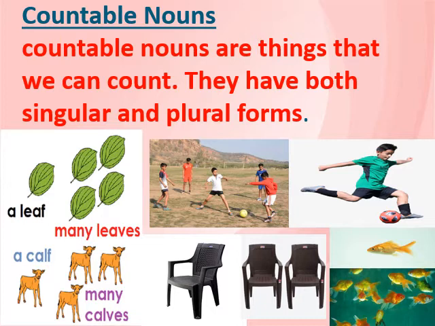In this slide you can see leaf. They have many leaves. A calf. Many calves. Some boys are playing here, so we can count these boys. There are 5 boys playing here, and you can see the singular form of a boy playing a football. Chair, chairs. Fish, fishes.